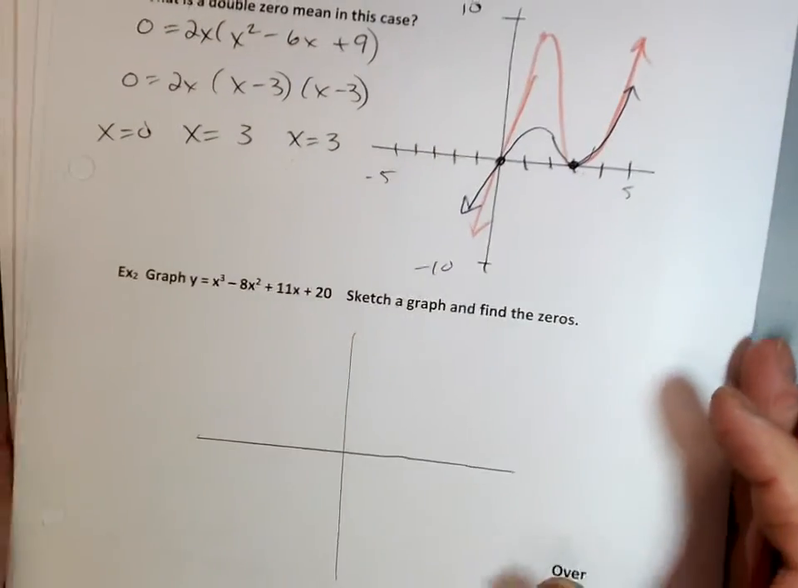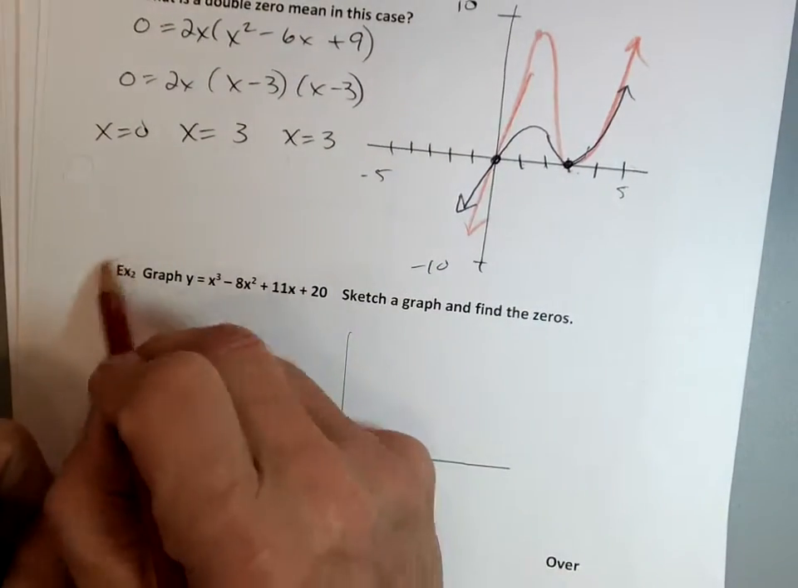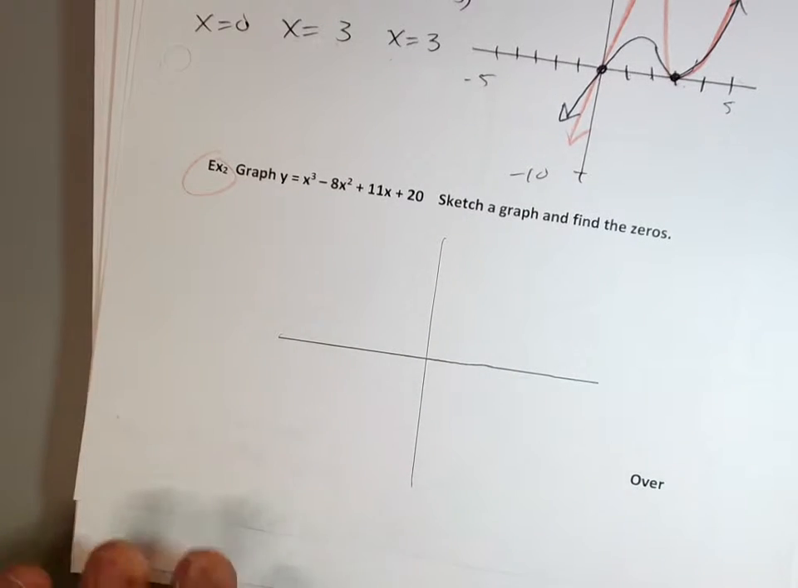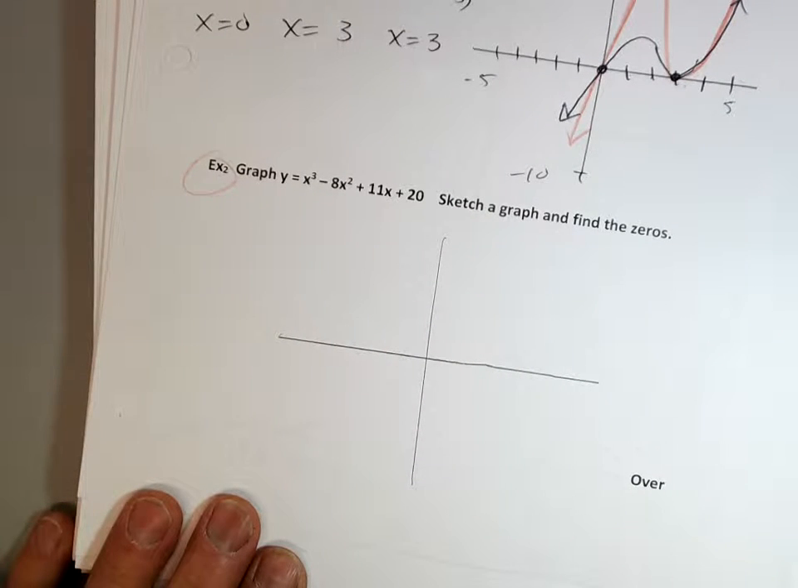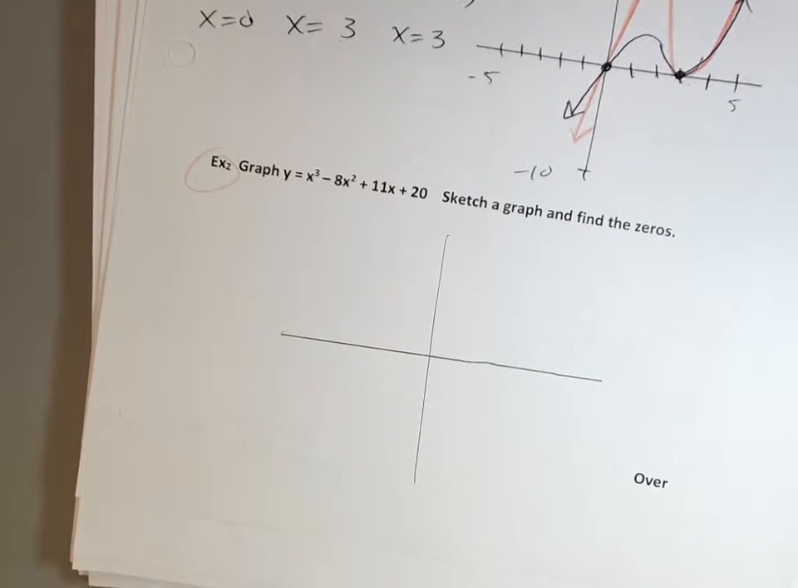Okay, now let's take a look at number 2. Now number 2, it will not factor. I mean, maybe we can find some fancy way to factor it. Sometimes you can. But if it becomes too much work to factor, or you're not sure how to factor, let's just graph it, okay?